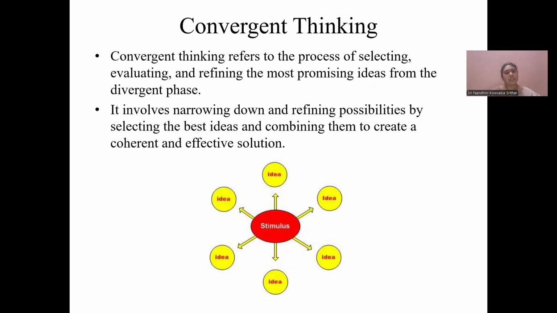Next, convergent thinking. In convergent thinking, we have to focus on a particular solution and then how to reach that solution. We have to discuss the many ideas. Convergent thinking refers to the process of selecting, evaluating, and refining the most promising ideas from the divergent phase. It involves narrowing down and refining possibilities by selecting the best ideas and combining them to create a coherent and effective solution. Here the image represents convergent thinking.